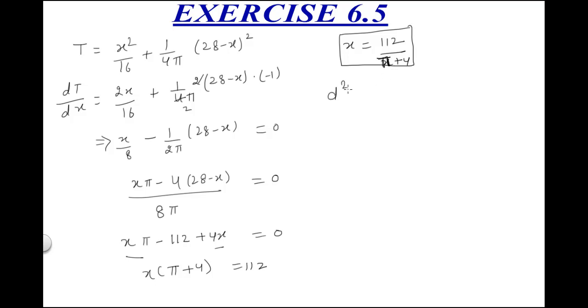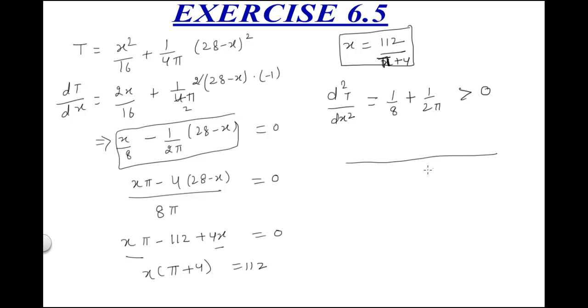Now we have to prove the second order derivative of the total area as greater than 0 for minimum. So this is the total area expression that we were getting. So see, differentiation of x divided by 8 will be 1 by 8 minus 1 upon 2 pi as it is. Differentiation of 28 minus x will be minus 1, which will make it as plus. So it is greater than 0 we see. At x equals 112 upon pi plus 4, we have the second order derivative as greater than 0. That means the combined area, or the total area, is minimum.